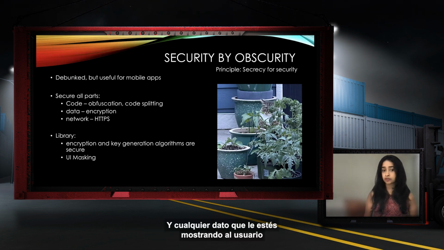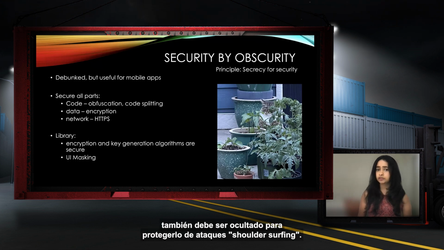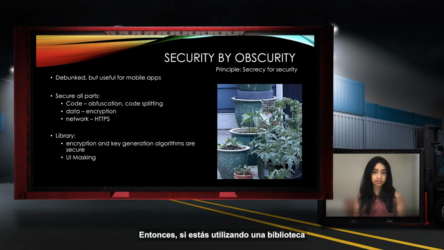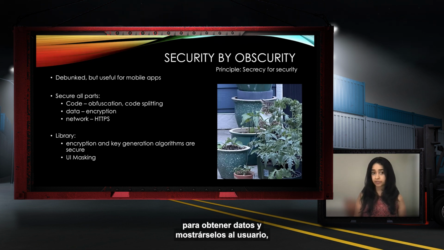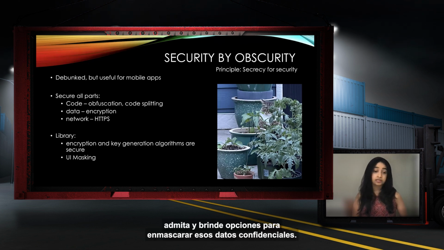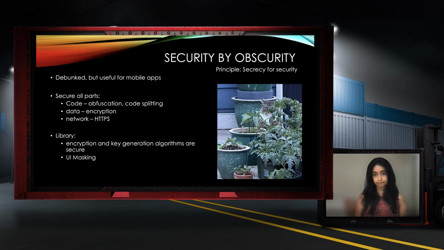And any data that you're displaying to the user should also be obscured to protect them from shoulder surfing attacks. So if you're using a library to fetch data and display it to the user, if it is sensitive, ensure that the library that you're using to display this data supports and gives you options to mask that sensitive data.